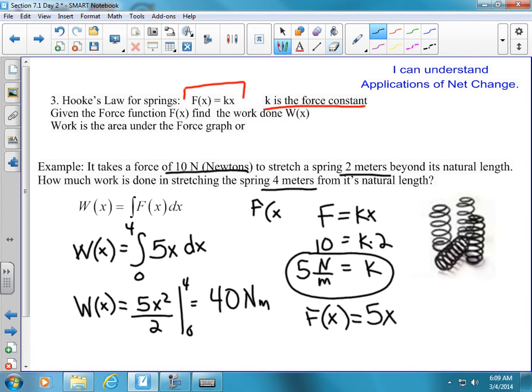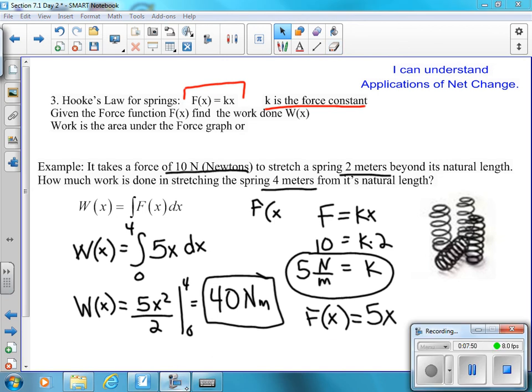I think that's the unit. All right, so that is Hooke's Law, a little ditty on Hooke's Law, and that's all we have for today. So, happy problems.